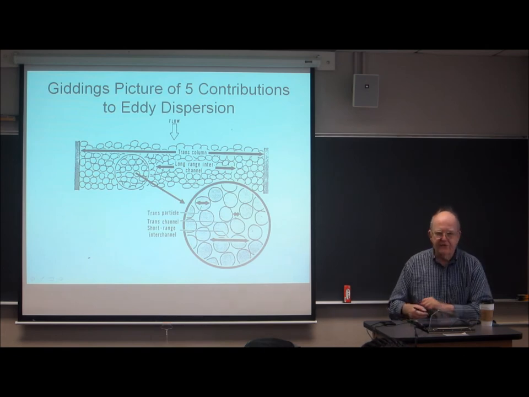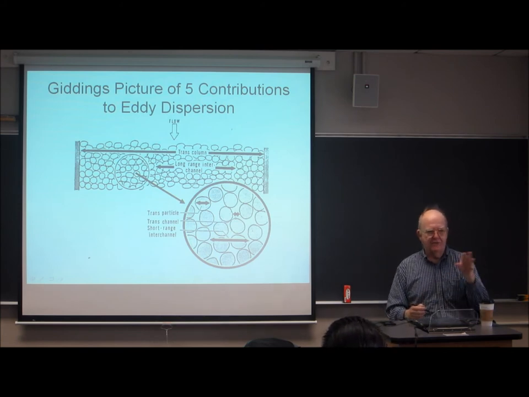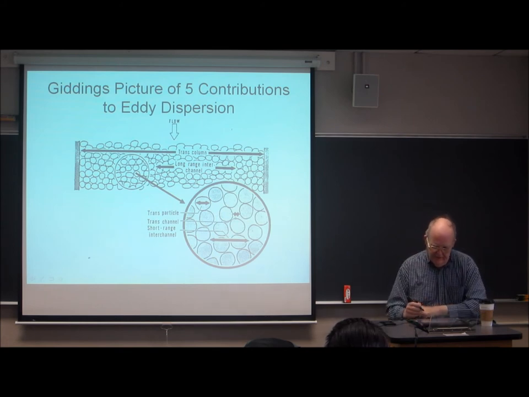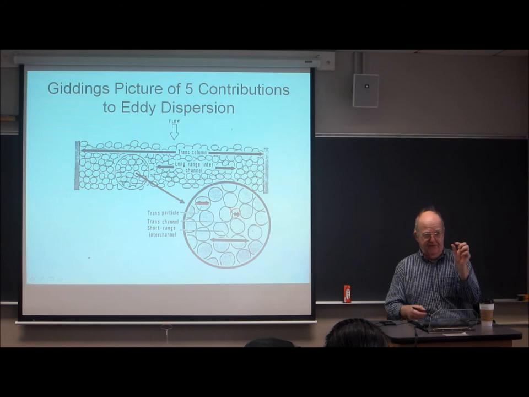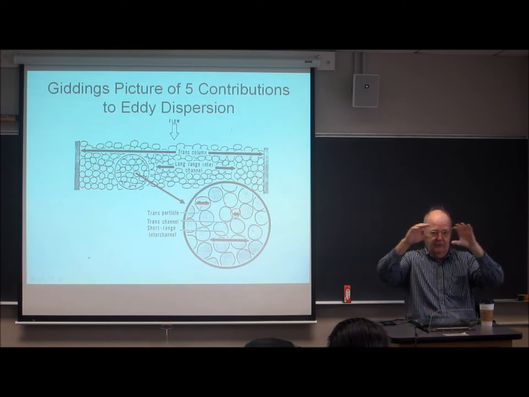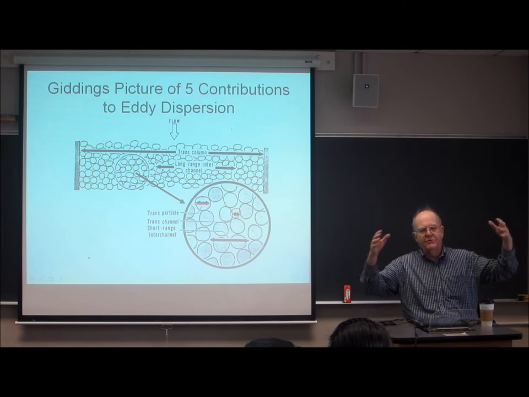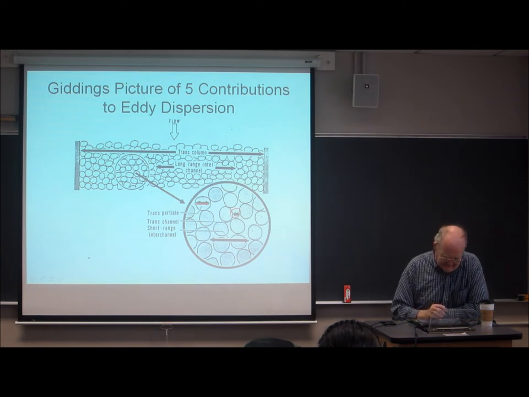The trans column, which extends over the entire diameter of the column; the long range interchannel, the differences between tightly packed channels and loosely packed channels; velocity heterogeneity on the scale of a particle; velocity heterogeneity on the scale of the space between two particles that are bridging; and then there's the short range interchannel. So that's two channels that are a few particles separated, not separated by the diameter of the whole column.